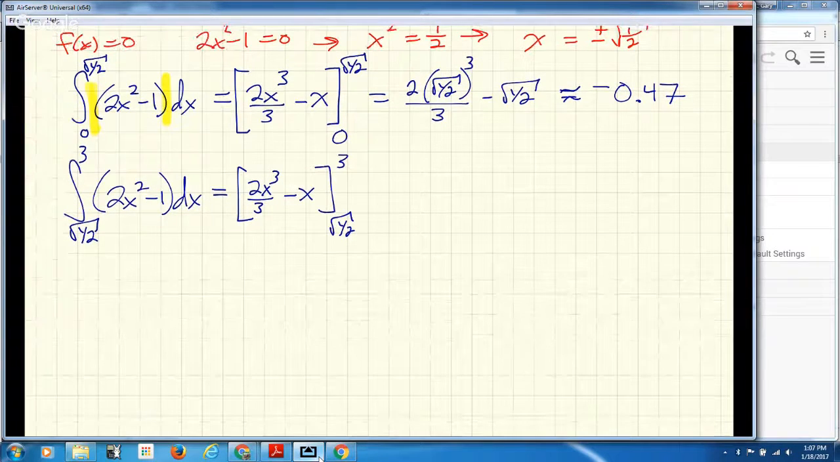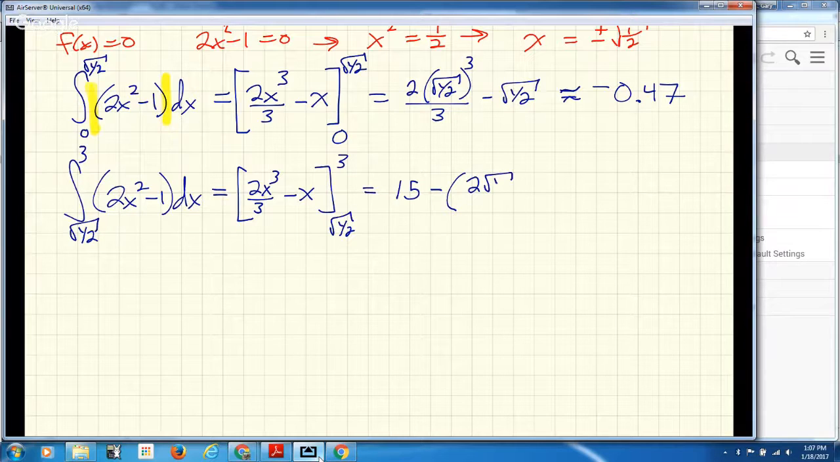And so we have a similar process that comes along here. We're going to get 3 cubed over 3, which is what, 2 times 9, which is 18, first part, minus 3. 18 minus 3 is 15 on a good day. So that's the right-hand endpoint minus the left-hand endpoint. Hey, you know what? We calculated that left-hand endpoint above, which is kind of cool. That's going to give me 2 square roots of 1/2 cubed over 3 minus the square root of 1/2.